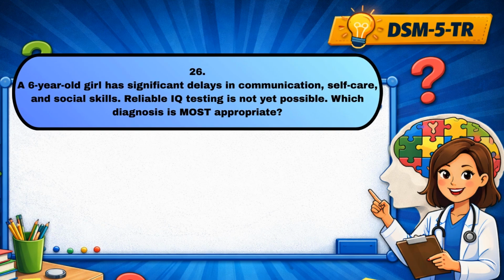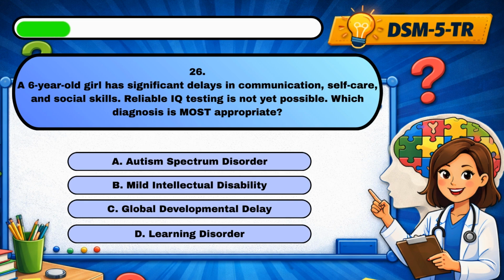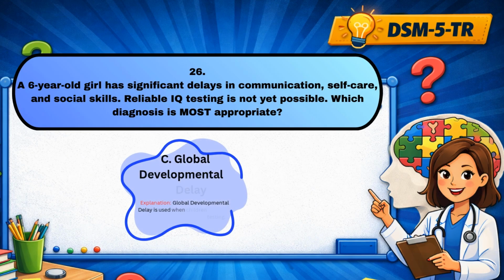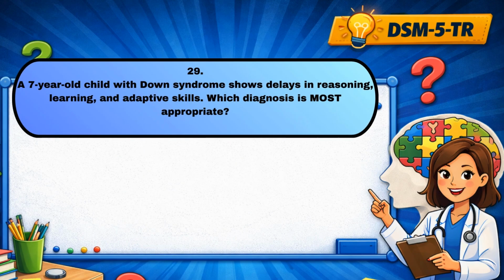A 6-year-old girl has significant delays in communication, self-care, and social skills. Reliable IQ testing is not yet possible. Which diagnosis is most appropriate? C. Global developmental delay. A 7-year-old child with Down syndrome shows delays in reasoning, learning, and adaptive skills.